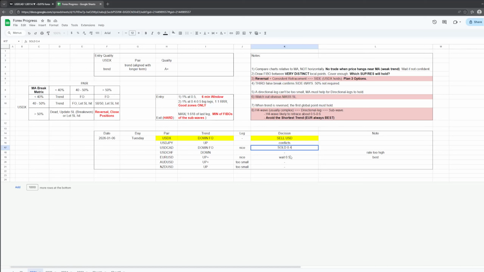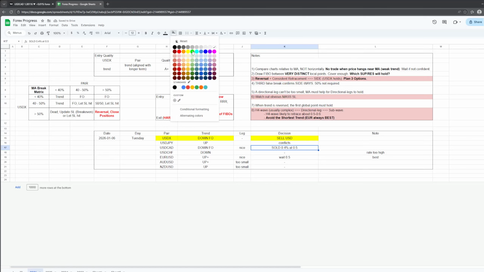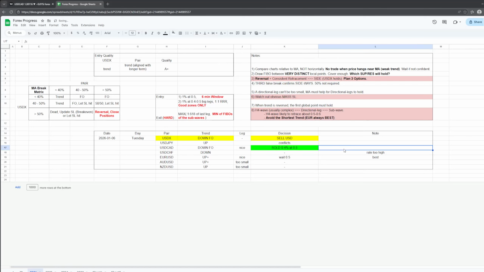Sold 0.4% of my account at 50% retracement, which is a really good zone to enter a trade. So let's announce that, and that was a perfect execution of my trading system. So let's note that.